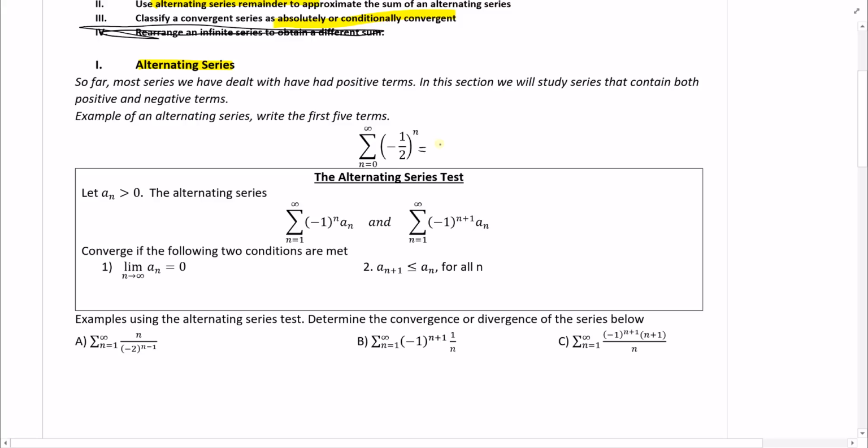If we plug in 0, we get 1. If we plug in 1, we get negative 1/2. If we plug in 2, we get 1/4. Plug in 3, we're going to get negative 1/8. And if we plug in 4, we're going to get 1/16. So you can see how they go from positive to negative to positive to negative to positive.